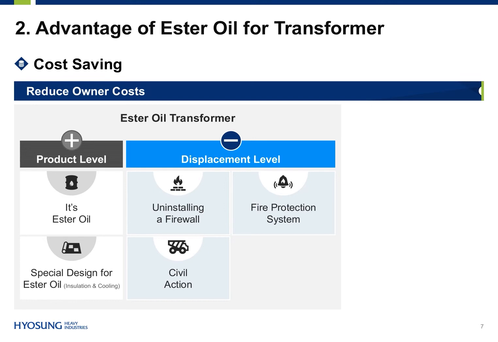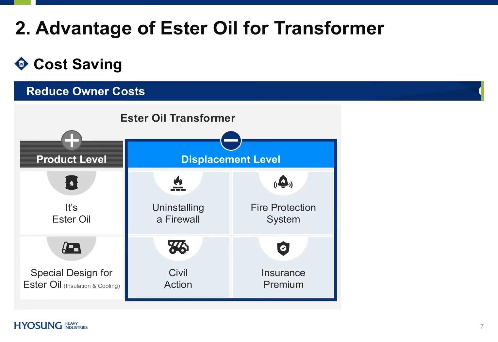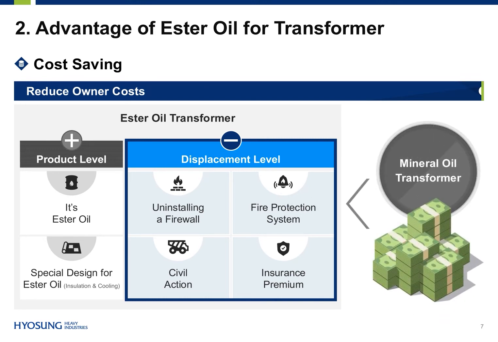Furthermore, when you install an Ester Oil transformer, the safety of the substation is significantly increased, resulting in lower insurance premiums. The total life cost in 40 years of an Ester Oil transformer can be 20% lower than a mineral oil transformer.